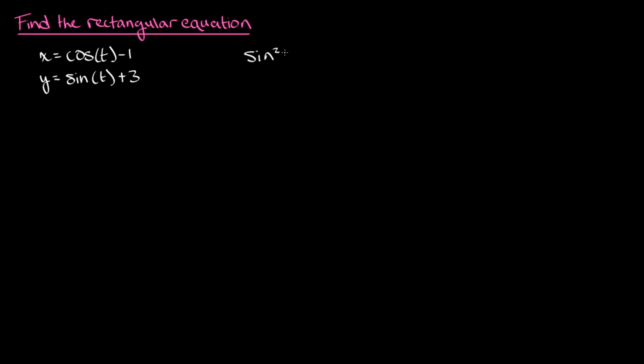We can remember that sine squared plus cosine squared is equal to 1. And let's see if we can get that to work. What I want to do is add 1 over on this parametric equation for x, and subtract 3 for this parametric equation for y. So we're going to be left with this. x plus 1 is equal to cosine of t. And then down here we have y minus 3 is equal to sine of t.